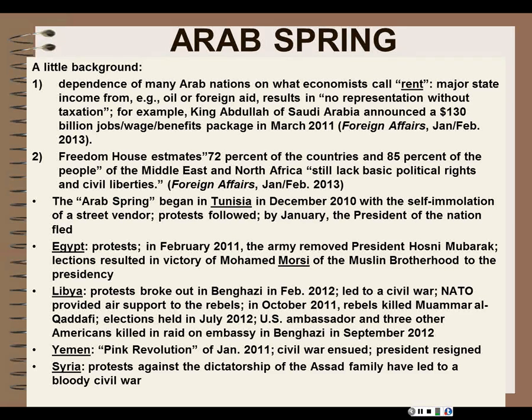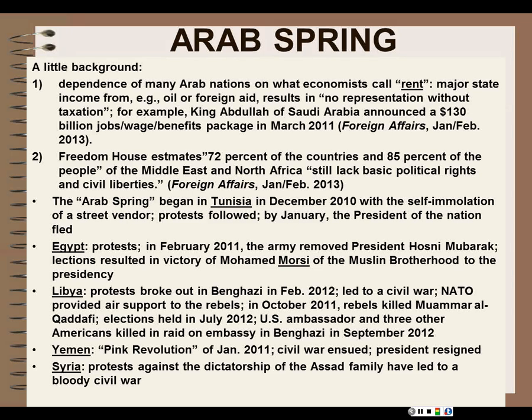The Arab Spring began in Tunisia in December 2010 when a street vendor set himself afire, and protest followed. By January, the president of the nation fled. In Egypt, protests began in February 2011, and the army refused to move against the protesters. And in fact, the army helped to remove President Mubarak, who had ruled with an iron fist for years over Egypt. Elections resulted there in the victory of Mohamed Morsi of the Muslim Brotherhood to the presidency. Things are still kind of working their way out and hopefully settling down in Egypt, albeit it's a long road to the future.